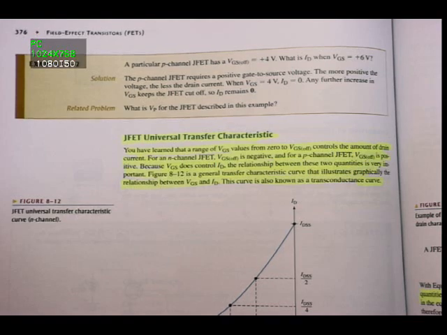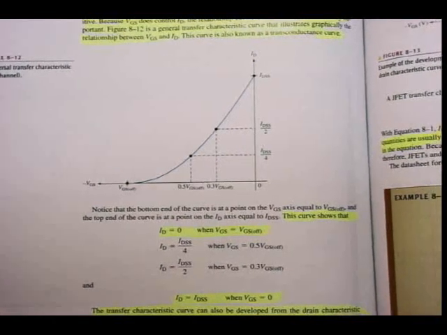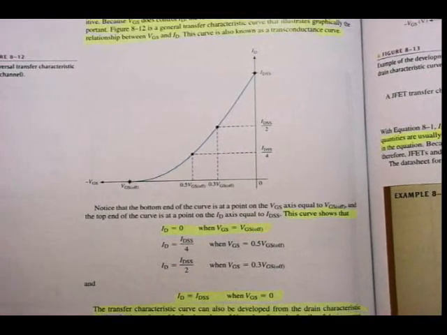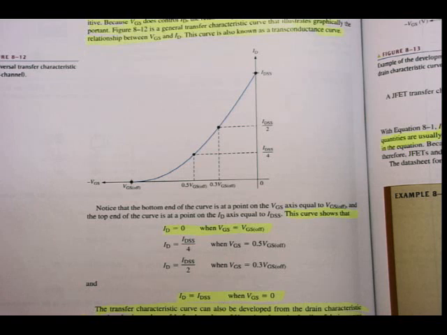Alright. Anyway, let's refer back to the textbook. If I read there below figure 8.12, we've already established there that they say, notice that the bottom end of the curve is at the point on the VGS axis equal to VGS off, and the top end of the curve is at the point on the ID axis equal to IDSS. This curve shows that ID is equal to 0 when VGS is equal to VGS off, and ID is equal to IDSS when VGS is equal to 0.